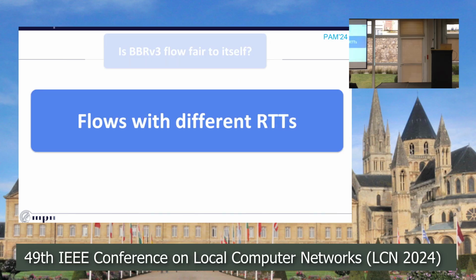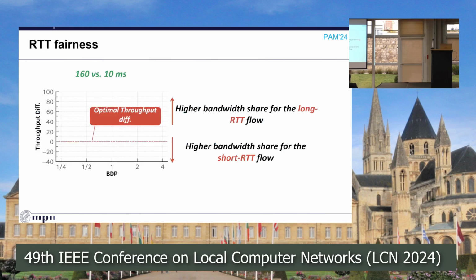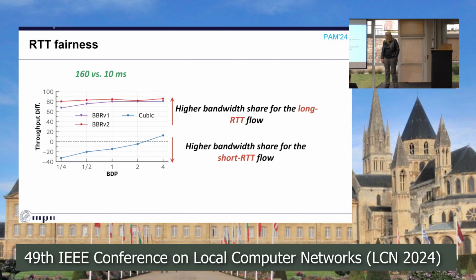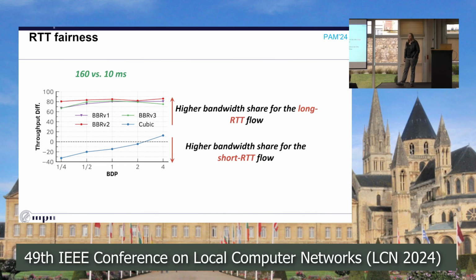What about flows with different RTTs? Well, we can take a look at the elements where you have a higher bandwidth share for the long-lived RTT flows. Those are up here and the other way down there. So Cubic is unfair to those flows that have a longer RTT because they can't react as quickly. BBR is actually unfair to those flows that have the shorter RTT. And it's significantly more unfair. BBRv3 didn't change anything, even though they claimed they want to actually improve this.